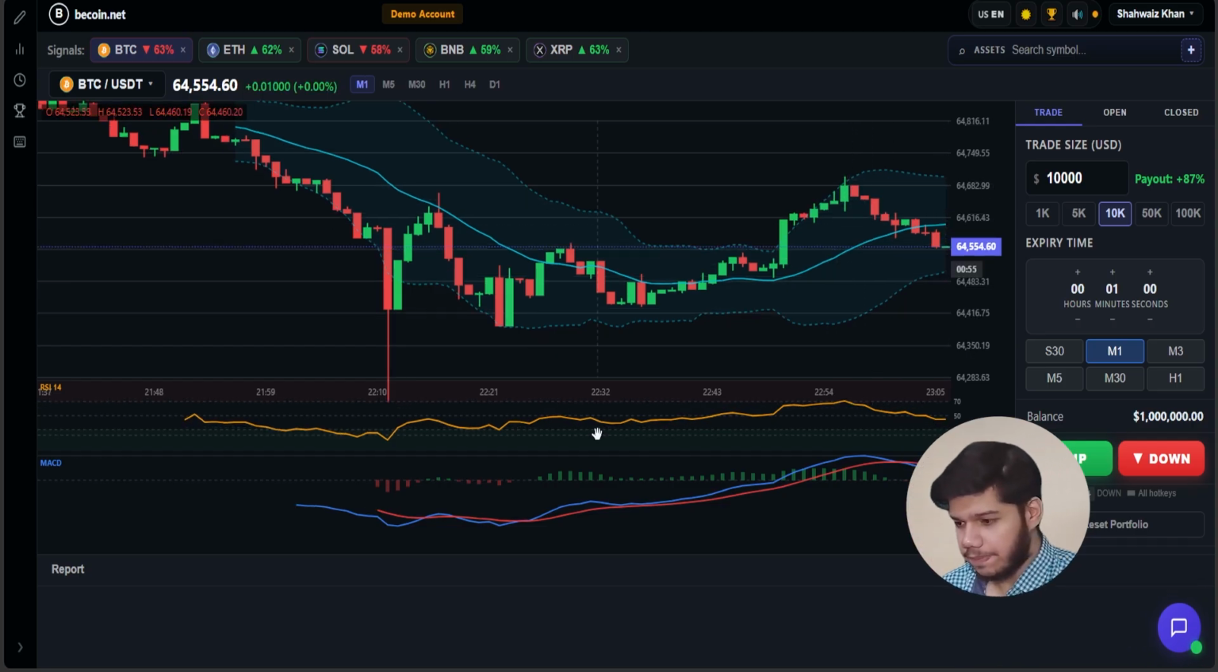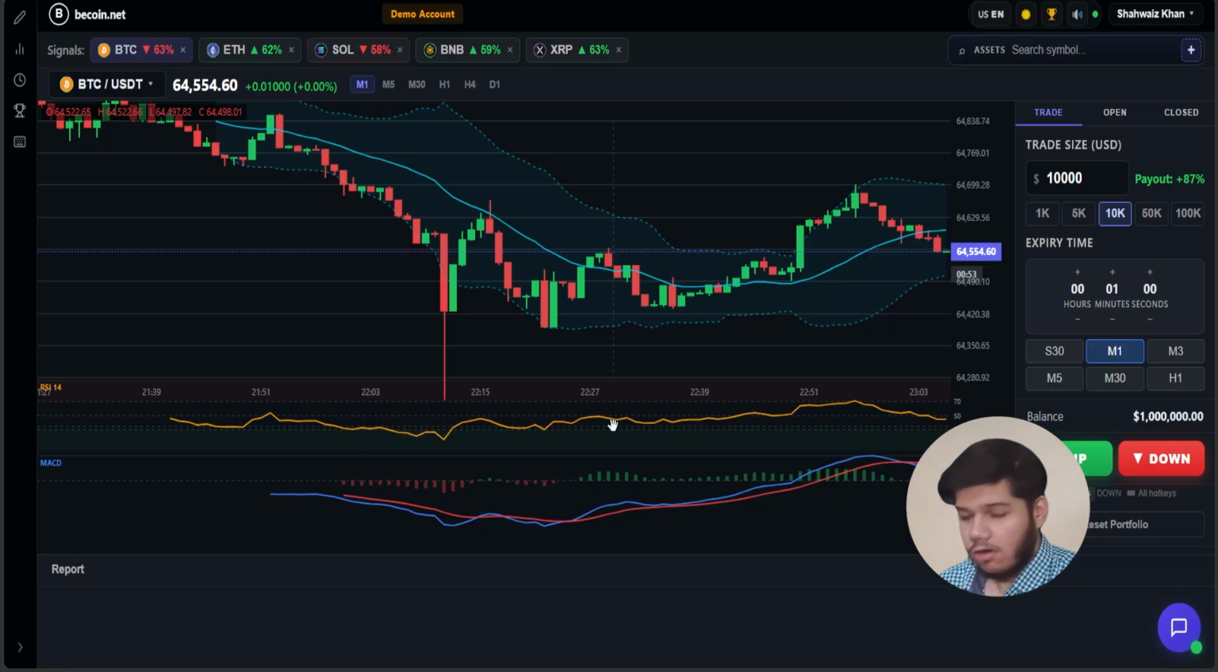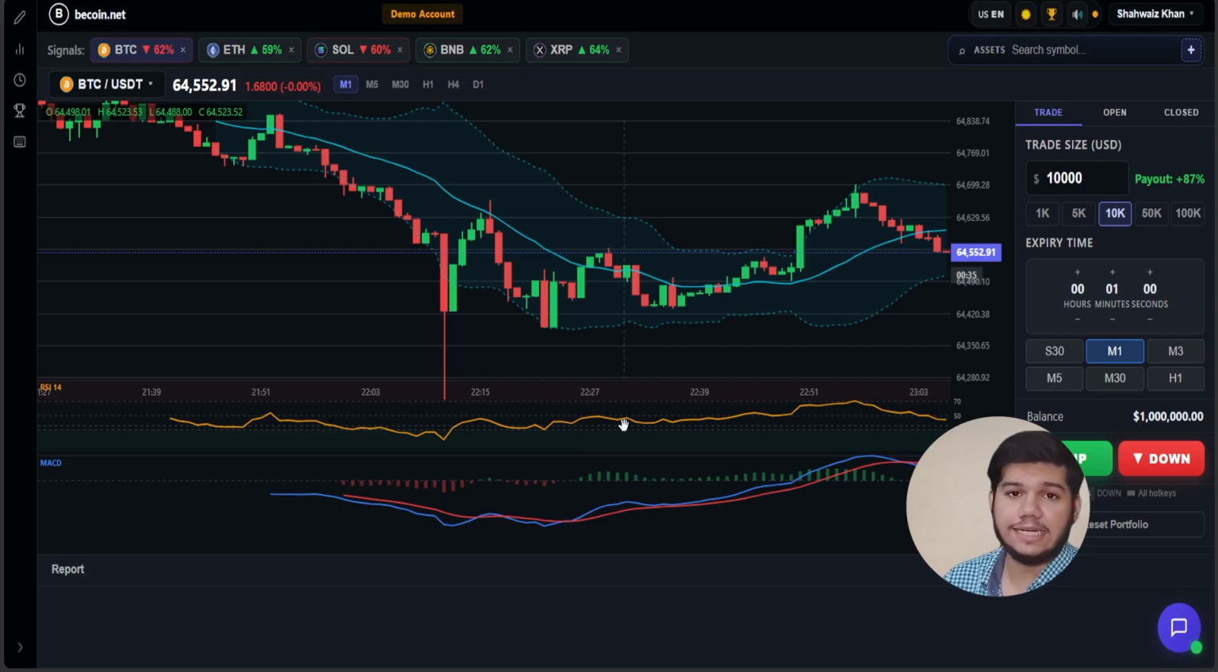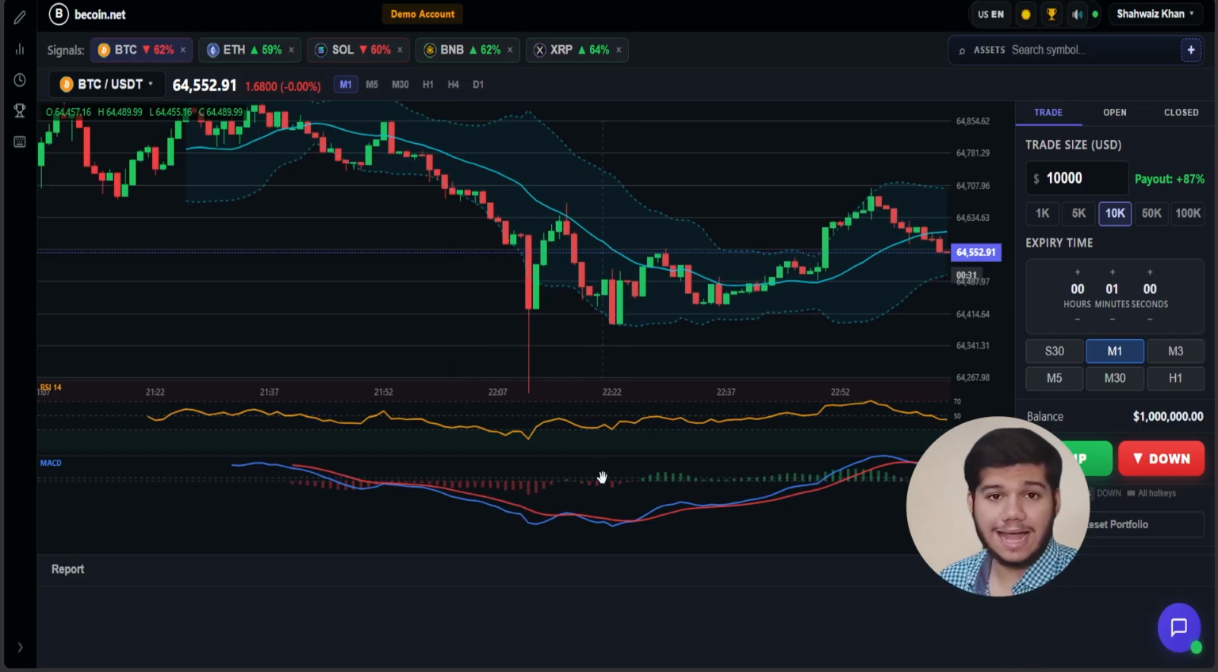Now the third scenario is whenever the price is in the sideways zone or the consolidation phase. The RSI would be somewhere between the 30% and 50% levels, hovering around in the middle, which means you are either not going to buy or not going to sell because price is in an indecisive moment right now. So now let's talk about the MACD indicator.